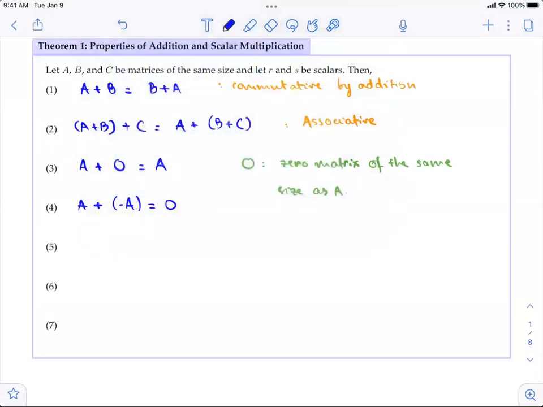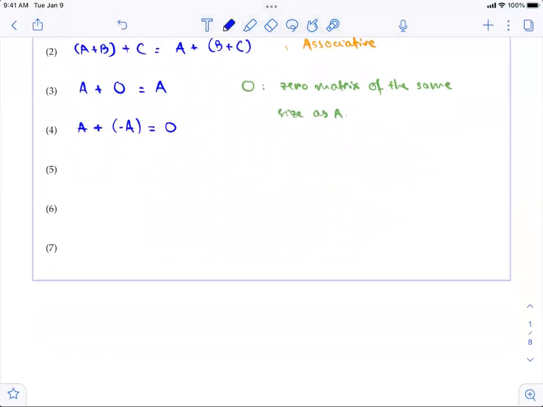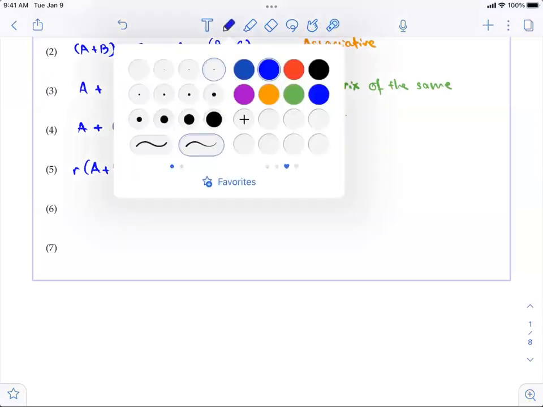All right, so the next property is scalar distributions. So if you have R times (A plus B), it is equivalent to R times A plus R times B, right? If you do the matrix addition first and then scale it, it's equivalent to doing the scale of each matrix and then adding them together. So this is the distributive property.